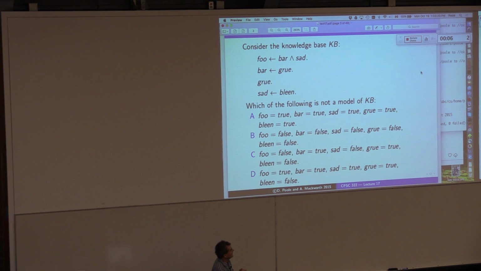Consider this knowledge base: foo if bar and sad, bar if grew, sad if bleen. And which of the following is not a model of this knowledge base? So A is everything is true, B is everything is false, C is bar and grew are true and everything else is false, and in D, everything's true except bleen is false. I want to know what is not a model.